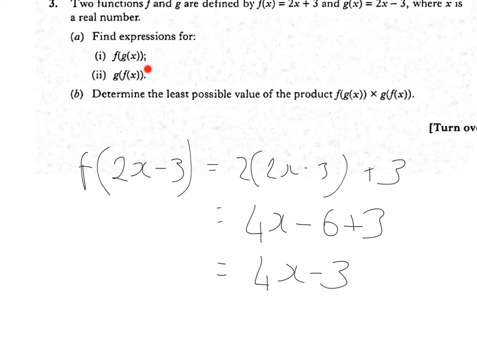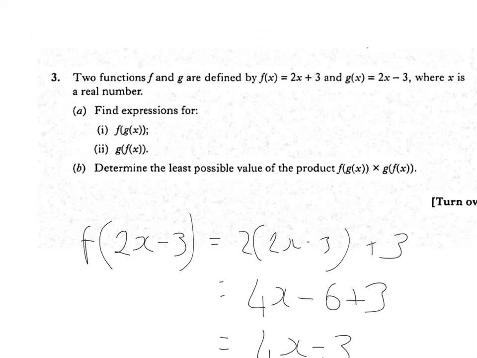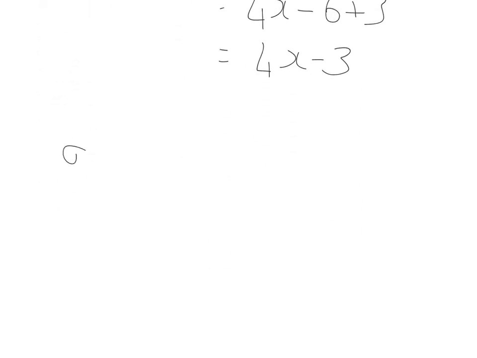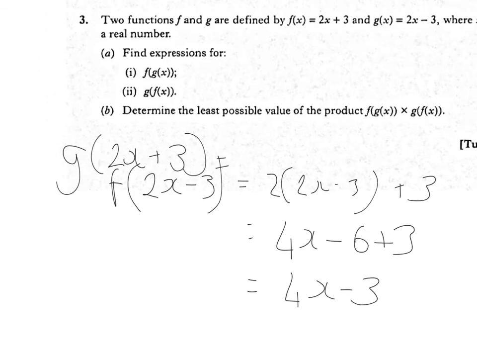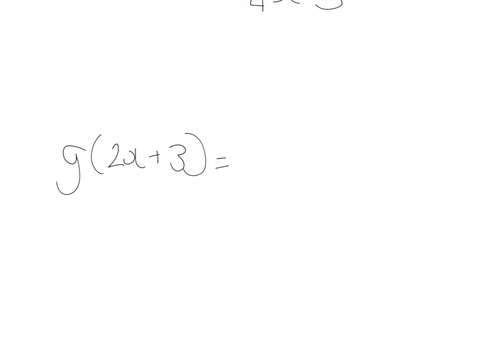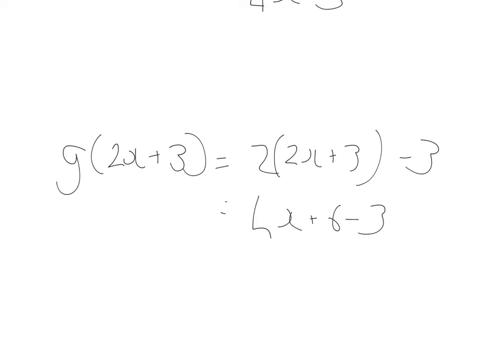Part 2, find g of f of x. So g of f of x is going to be g of 2x plus 3. If I go back to my g function, the g function is whatever's in the bracket, write it down, double it, and take away 3. So it's going to be 4x plus 6 minus 3, and that will be 4x plus 3.